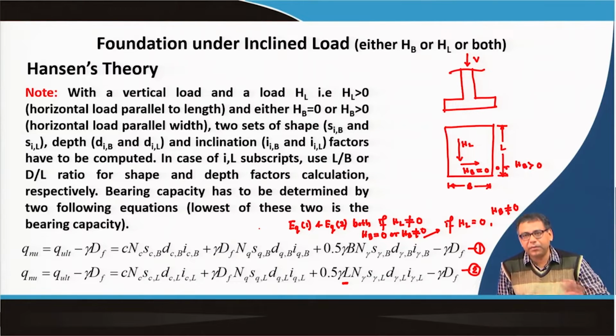This type of requirement is not there in the IS code also, and not even in Basic, because, as you remember, in the inclination factor calculation, the direction of load, whether parallel to L or parallel to B, is already incorporated. So, in Basic also it is not required. But in Hansen it is required. So, this is one modification we have to do.